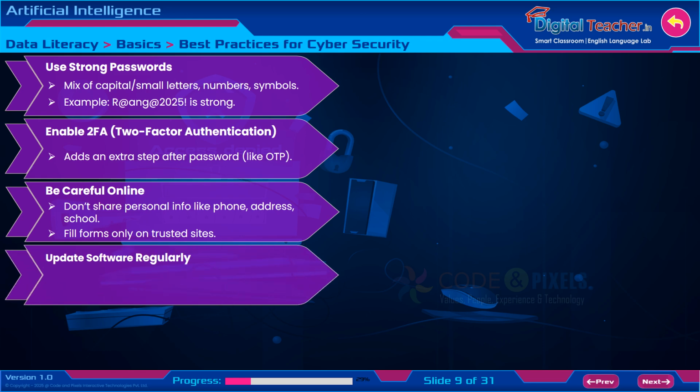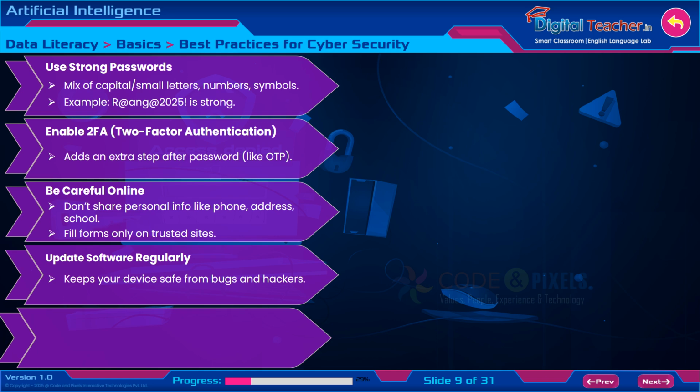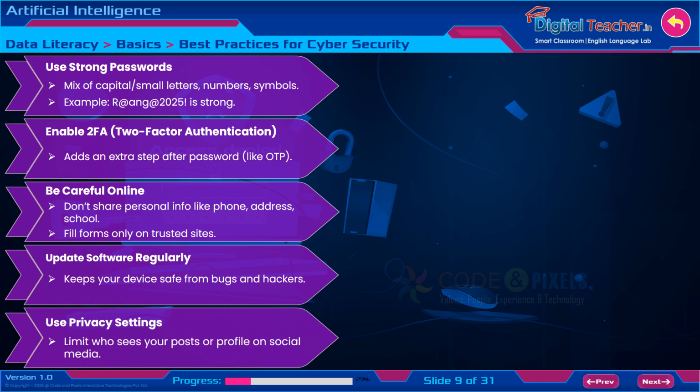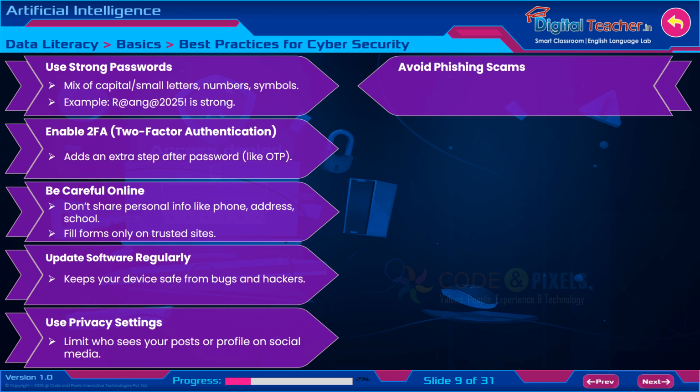Update software regularly. Keeps your device safe from bugs and hackers. Use privacy settings. Limit who sees your posts or profile on social media. Avoid phishing scams. Don't click on suspicious links or share OTPs. Always verify the sender.